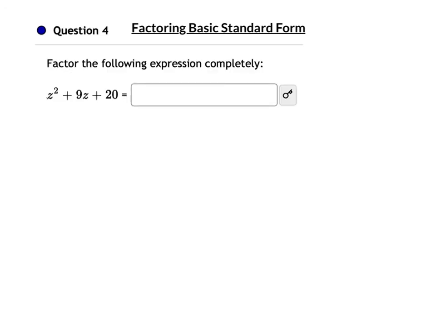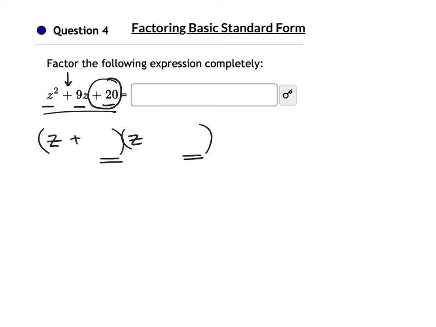Now we have a standard form. Remember that standard form has 3 terms. It has a square, a middle, and a number at the end. I need 2 things that FOIL to this. Z times z is z squared. This number times this number makes positive 20. So it could be either 2 positives or 2 negatives. The middle sign is a plus, so it's going to be the 2 positives.